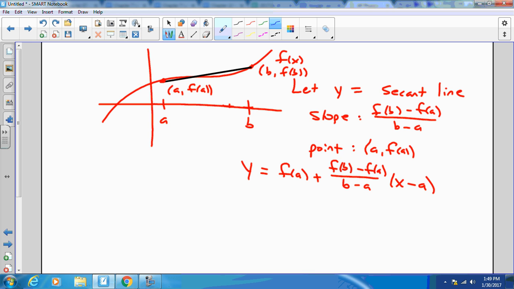Okay. Now we're going to create our helper function. We're going to let g of x be equal to the difference between f of x and y. In other words, what I'm doing is computing the distance between those two.